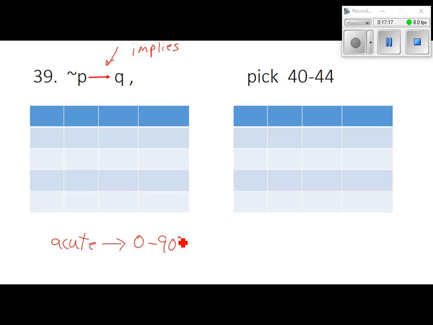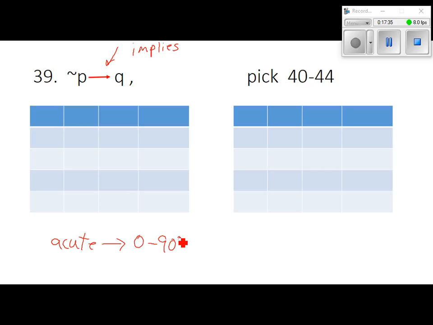What does that mean when I write something out that way? Acute angles between 0 and 90 degrees. So if an angle's acute, that implies, or tells us, it's got to be between 0 and 90. Don't make the arrow harder than it is.